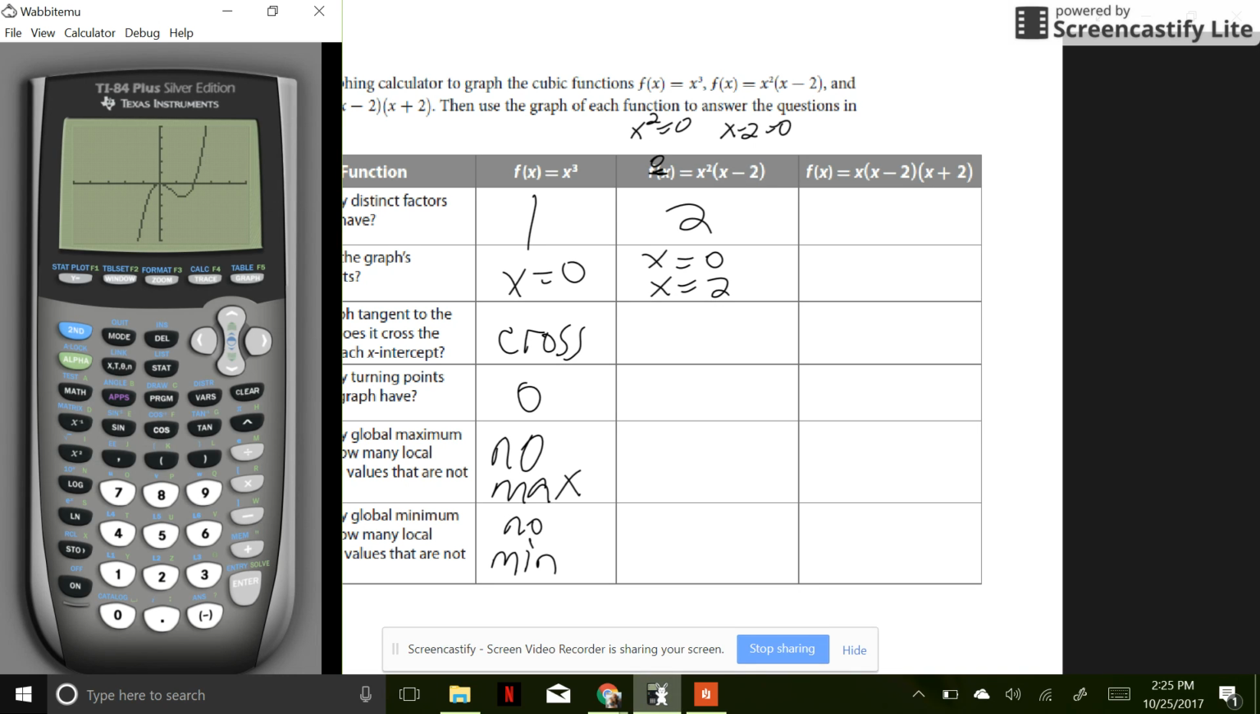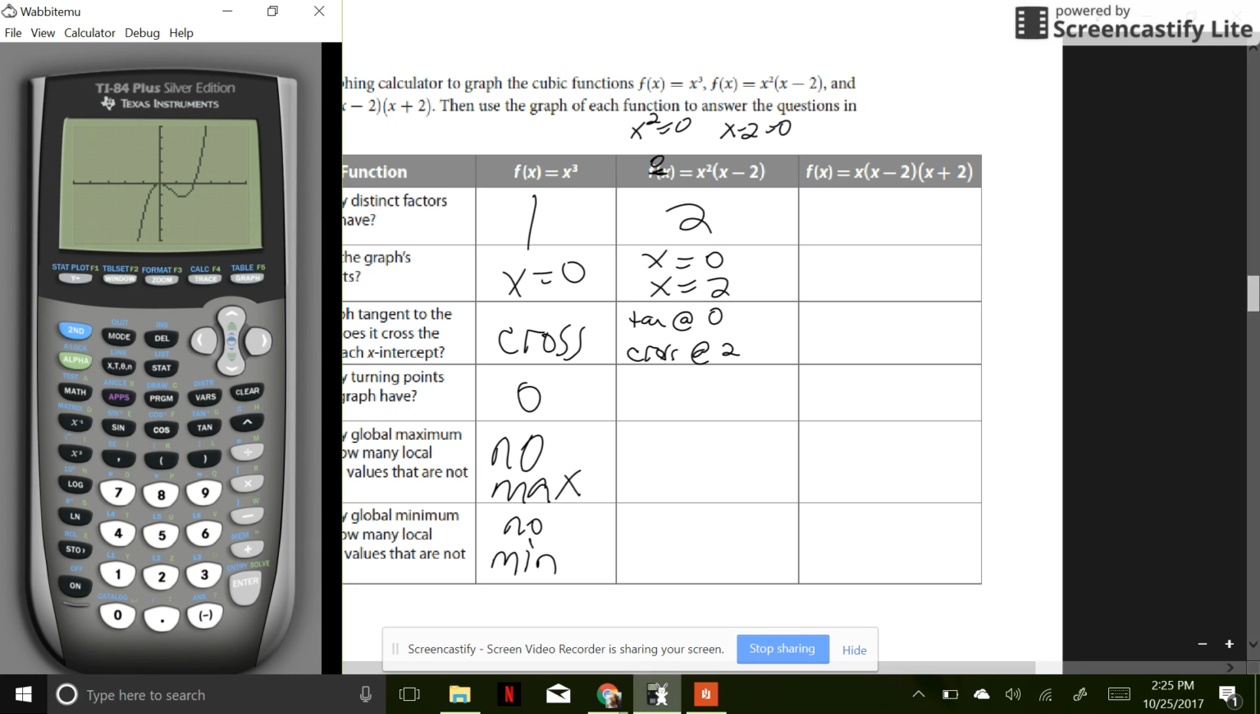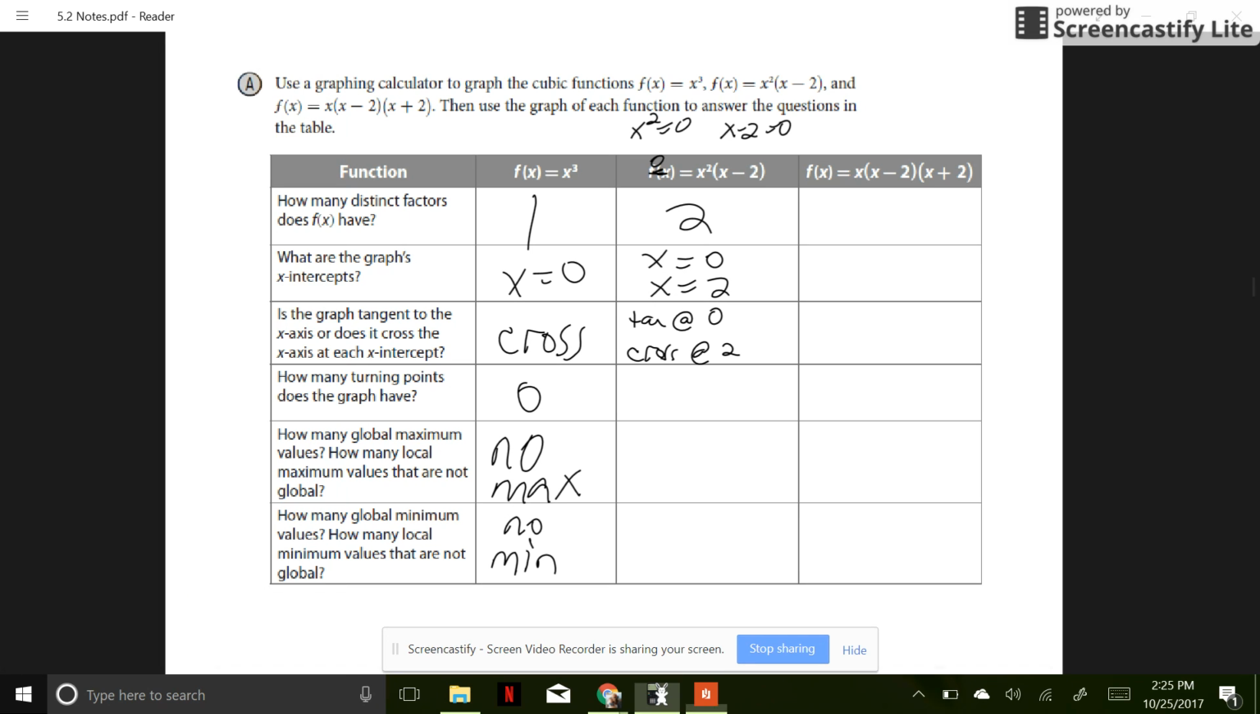Now, do we just touch it or do we cross it? Well, at 0, it just touches it, so it's tangent there, but it does cross at 2. So it's going to be tangent at 0, but cross at 2. So how many turning points does it have? Well, where does it change direction? We start increasing, we hit a hill, and then it changes. So that's 1. So now we're decreasing, we hit a valley, so that changes direction again, so that's 2.